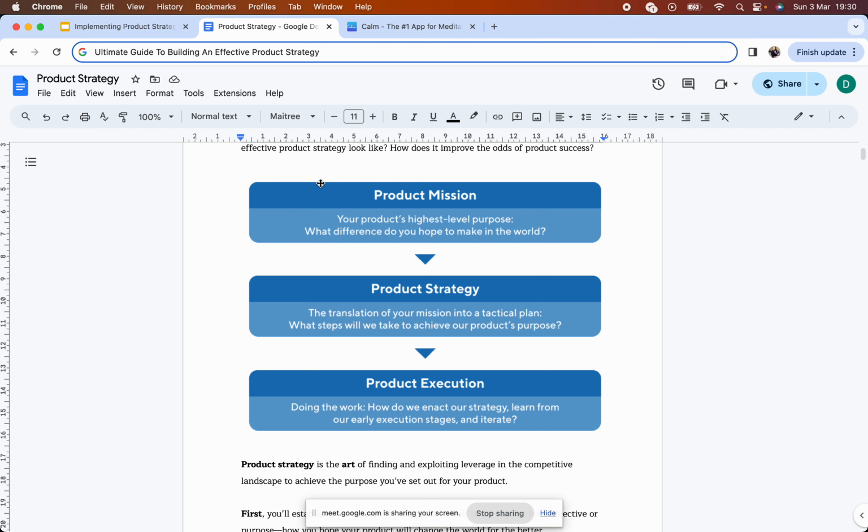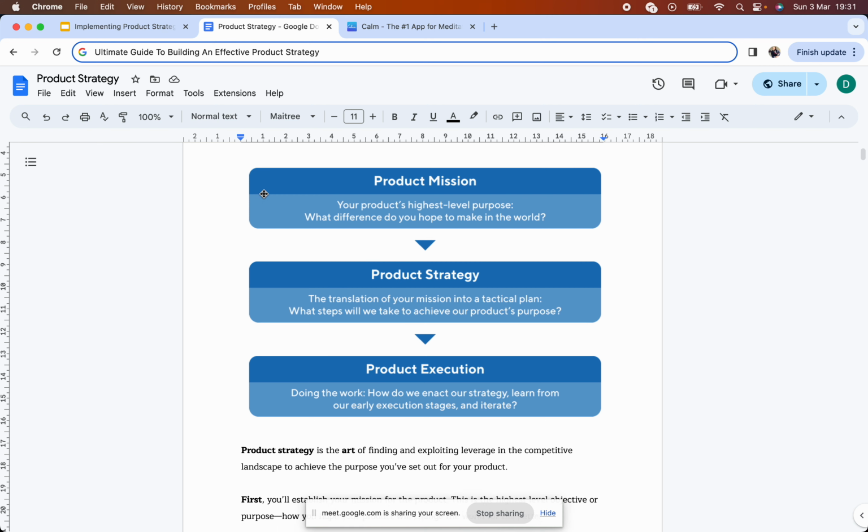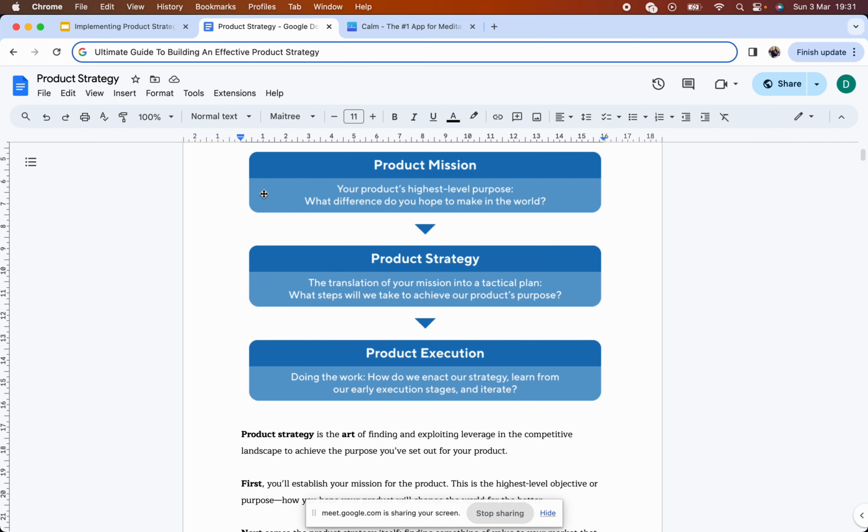In this case, the product's mission is something the company hopes would make a difference to the world. As I mentioned earlier, what is the societal value that your product adds to the world? What difference do you hope to make in the world? Yeah, that's crucial. What difference does your product hope to make in the world? So we look at Flight Scanner, for instance. What is its product mission?